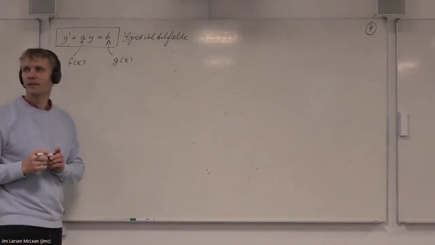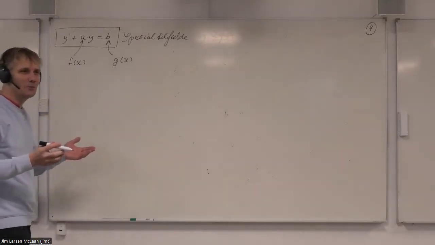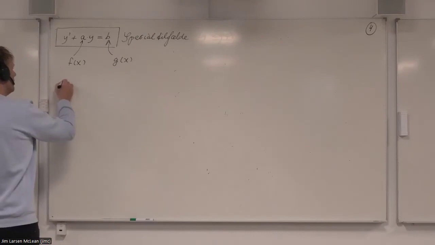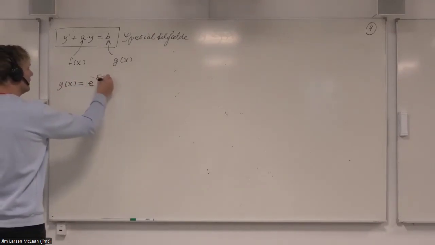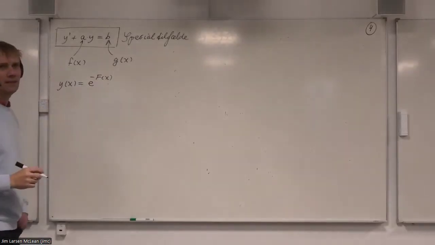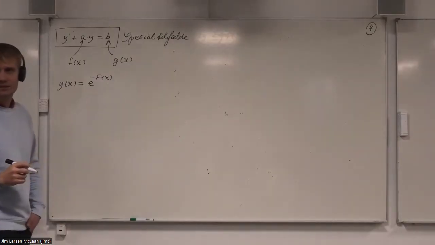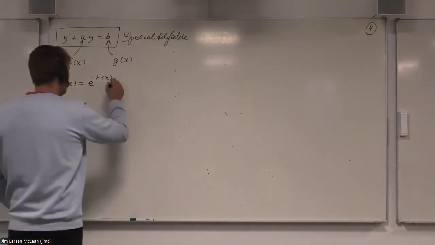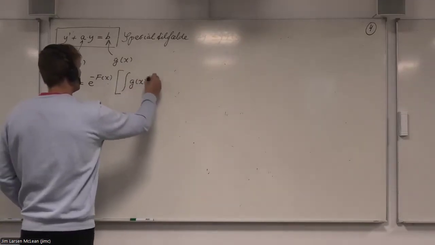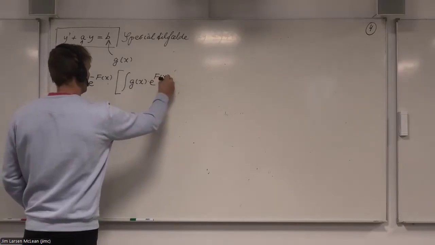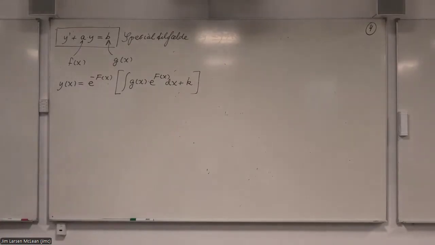We'll plug it straight in. Then the solution comes out, and it looks like this. y of x is equal to e to the power of negative capital F times the integral of g times e to the power of plus capital F, and then plus some constant k. You might as well memorize this formula. Let's just try plugging it in.